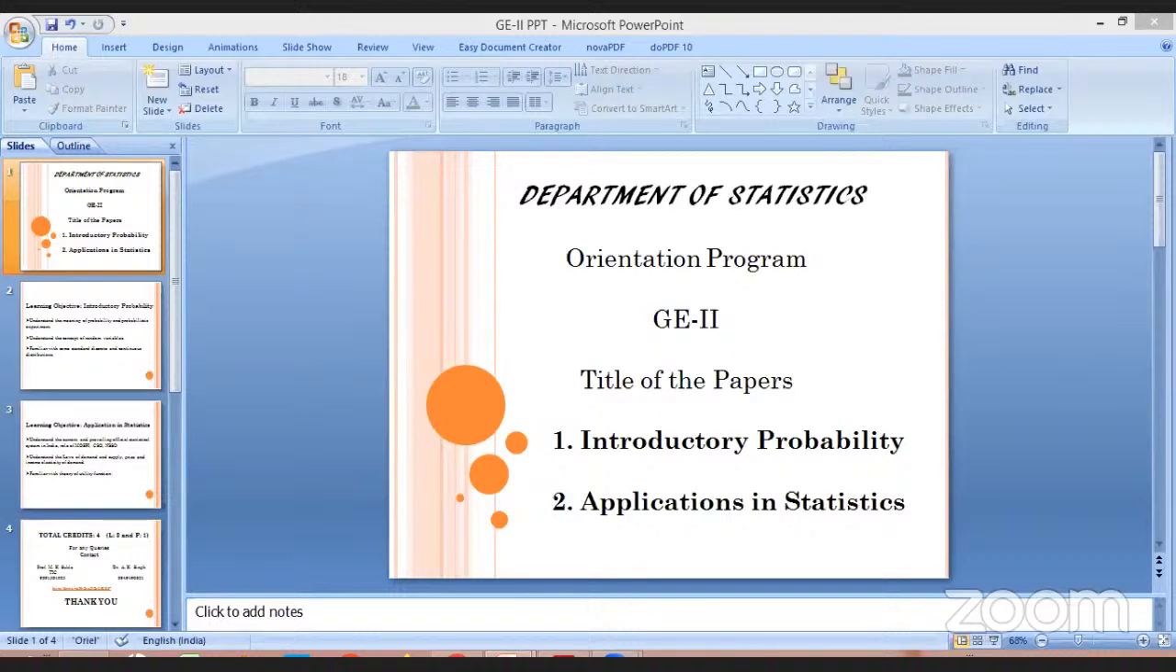Probability theory provides information about the likelihood that something will happen. Suppose I toss a coin, what is the probability of getting a head? What is the probability of a ceiling fan falling down? To answer such questions, one needs to understand the concept of probability. So in this paper, you will learn about probability theory, basic laws of probabilities, random variables, and probability distributions.